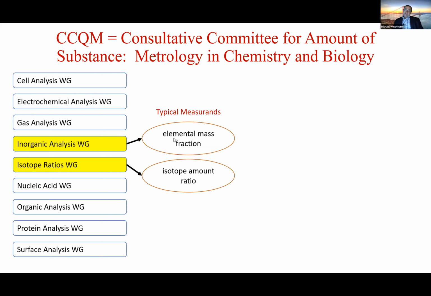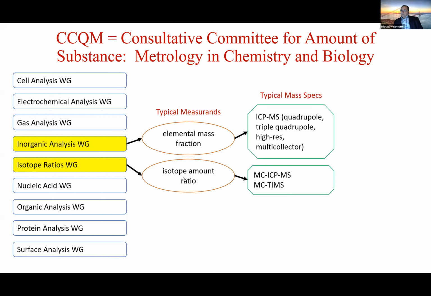Less rare is species of elements, where we are concerned about whether the arsenic present is arsenic 3 or arsenic 5 or some other organoform of arsenic. And the isotope ratios working group, which actually used to be part of the inorganic analysis working group, was split off separately probably 4 years ago. But isotope ratios, obviously, by the title, is the measurand that is of interest there.